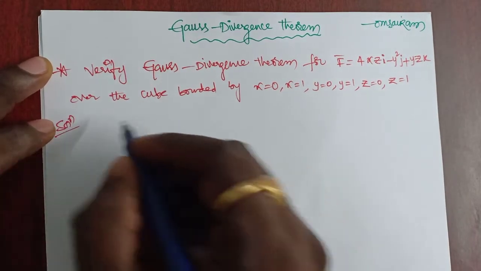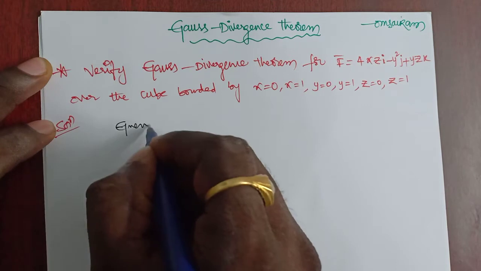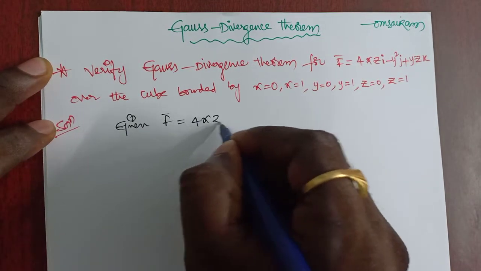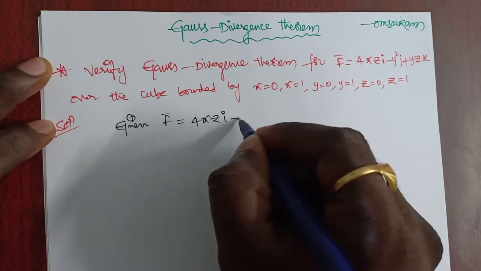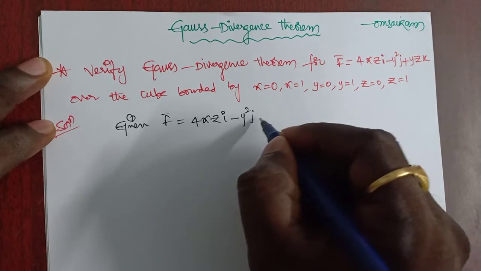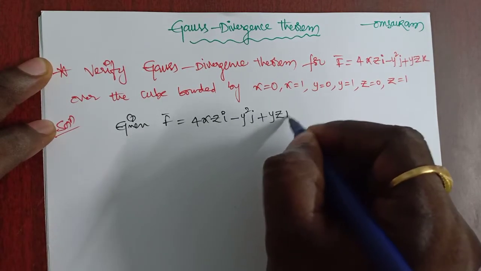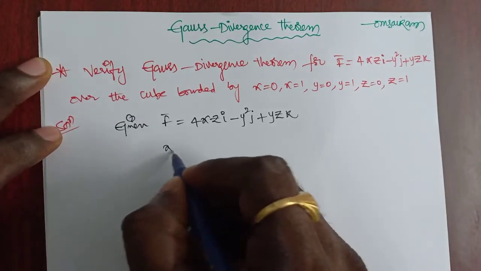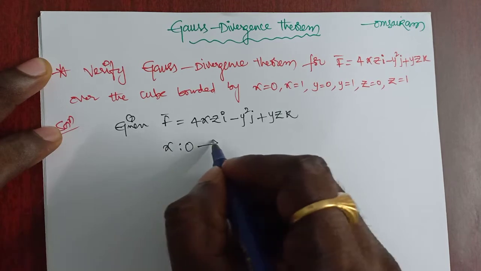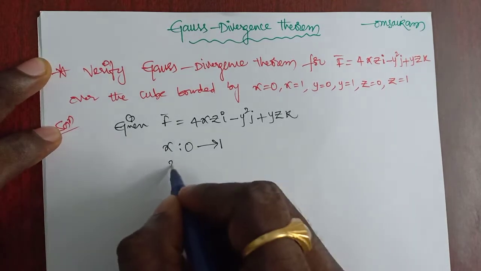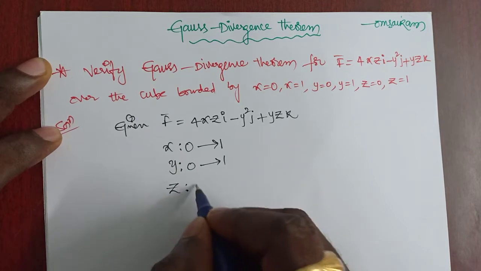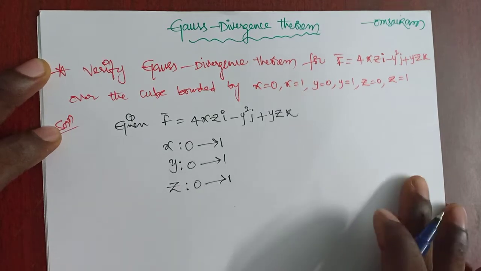Now, what is given? F bar equal to 4xz i minus y square j plus yz k. Okay, coming to the boundaries, x is from 0 to 1, y is from 0 to 1, and z is also from 0 to 1.